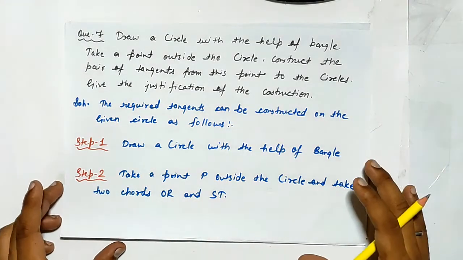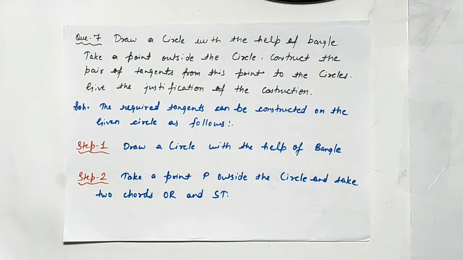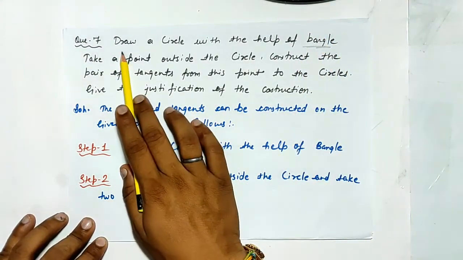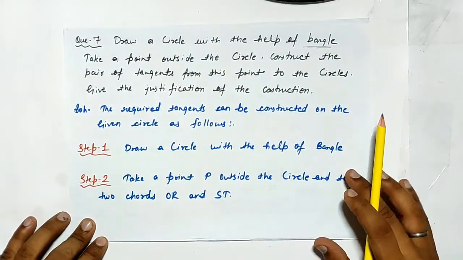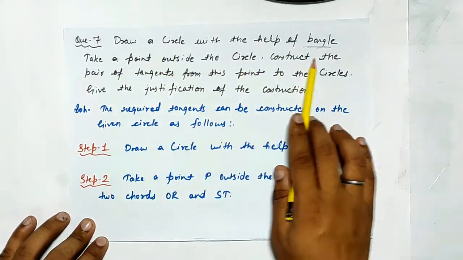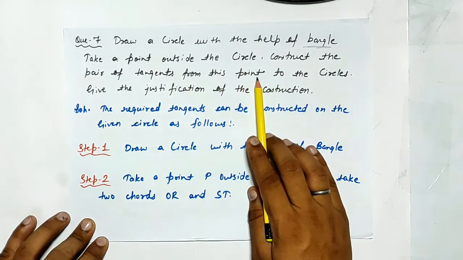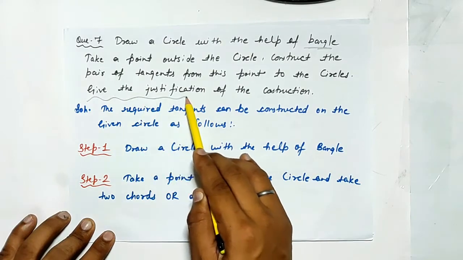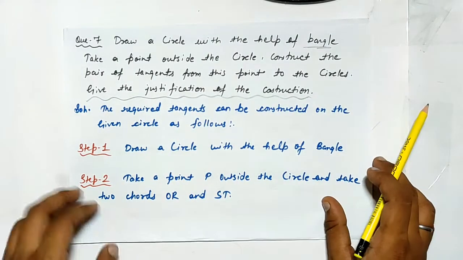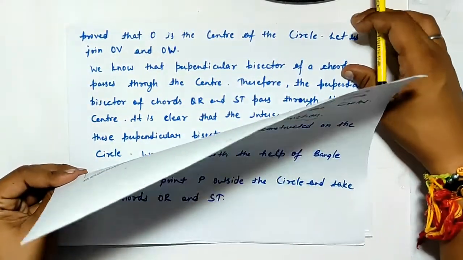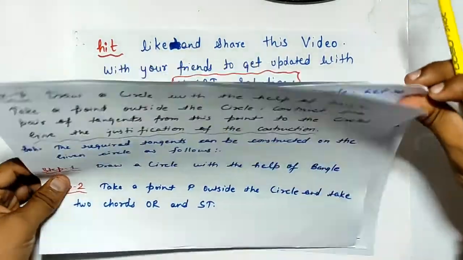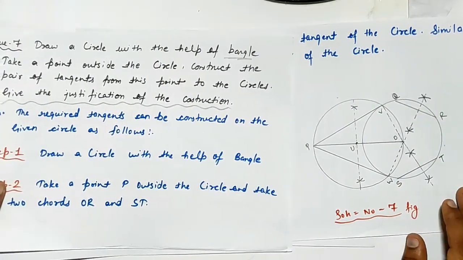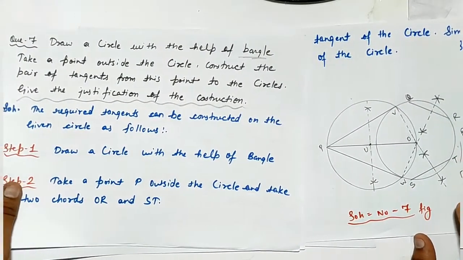So here in question number 7, you need to have a bangle or a circular thing. So here it is written, draw a circle with the help of a bangle. Take a point outside of the circle. Construct the pair of tangents from this point to the circle. Give the justification of the construction. So here also you need to give the justification of the construction. So let me show you the diagram first. So for the overview purpose, you can check this diagram. So this is the diagram for question number 7.